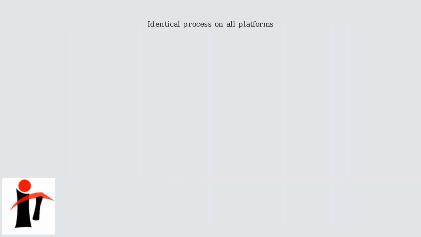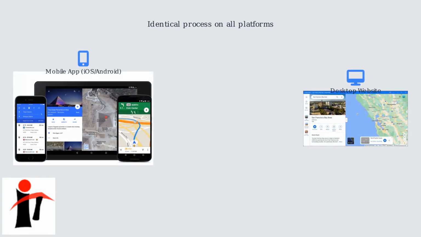The process for accessing the review platform is identical on iOS, Android, and desktop. Start by opening the Google Maps app on your mobile device or the Google Maps website on your computer. Next, sign into your Google account if you haven't already. This is required to post reviews.